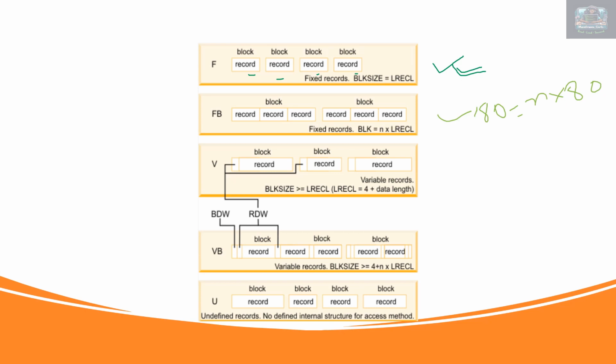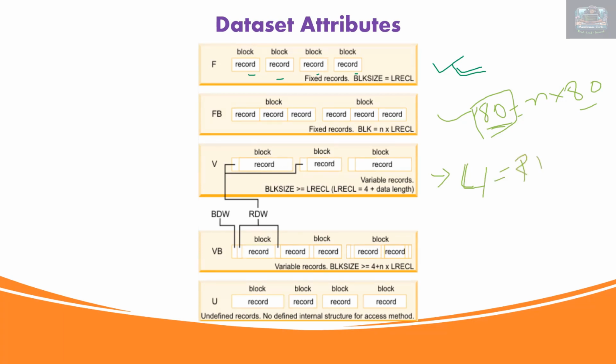And why I am saying 80 again is because the minimum record length would be 80. Just remember that the minimum length would be 80. Then comes variable, where the first 4 bytes are for the RDW, the record descriptor word, and the data length follows. So it will sometimes equal the block size, and it could be less than the block size. After that we have variable block, where the data is again blocked, and you have 4 plus n, because it will have the block descriptor word and the record descriptor word also.